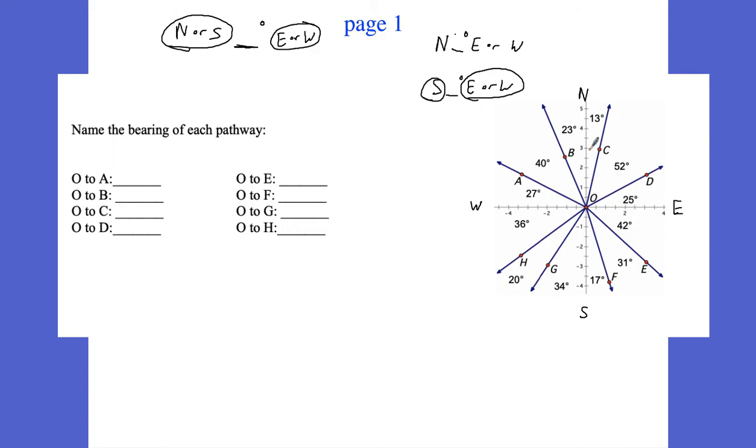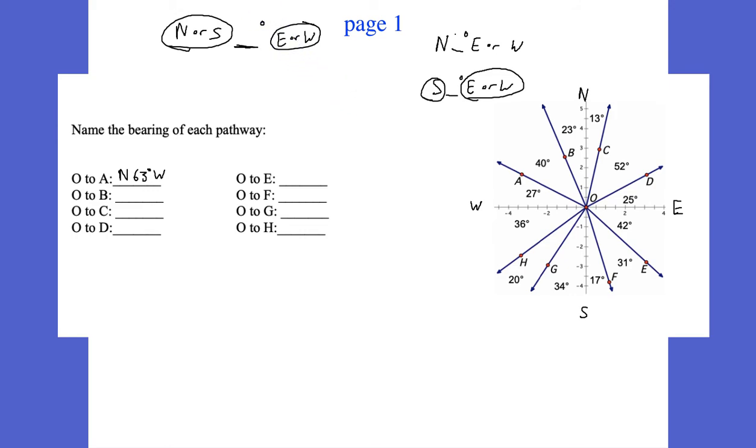So O to A. So O to A is right here, this line. So for this one, we need to figure out what that angle is. And it's 23 plus 40, which is 63. So O to A is north, 63 degrees west, because it's west of north. So north, 63 degrees west. So that is for O to A.